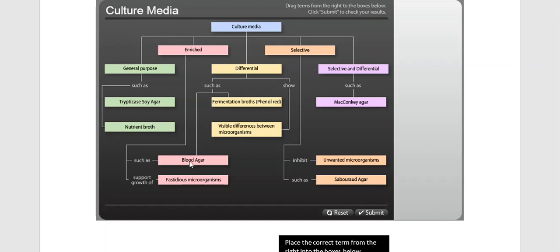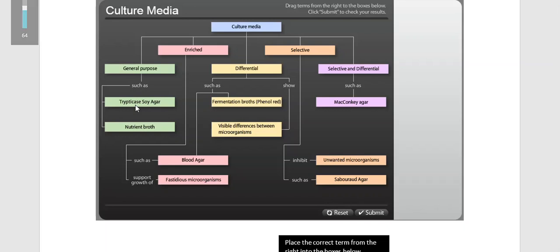Not only is blood agar considered to be differential, it's also a type of enriched media, and it is most useful for the growth of fastidious organisms or microorganisms that normally can be found in blood samples. And then we have general purpose media such as trypticase soy agar or TSA plates, and they're just general. They'll kind of grow anything. There's nothing in it that's going to show visible differences. It's not going to select for some organisms and inhibit the growth of others. It's just a nice general media in order for us to grow our microorganisms.